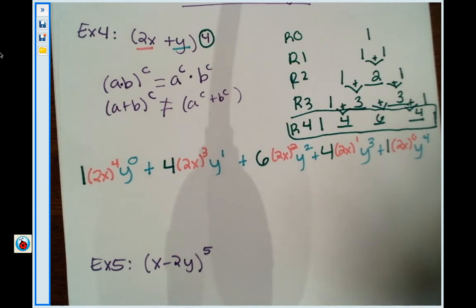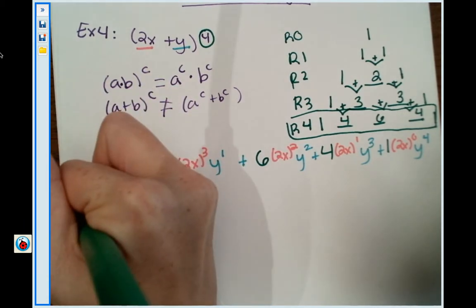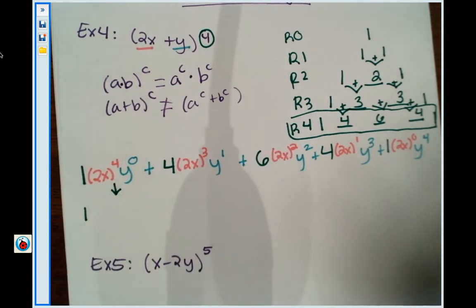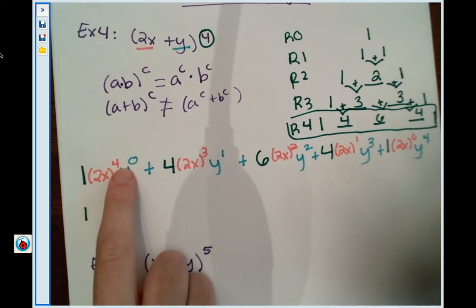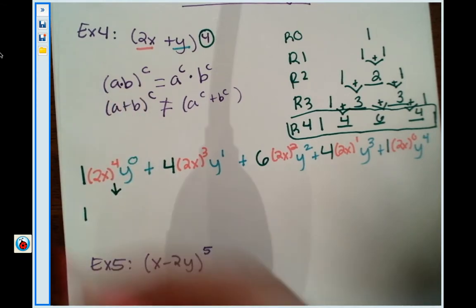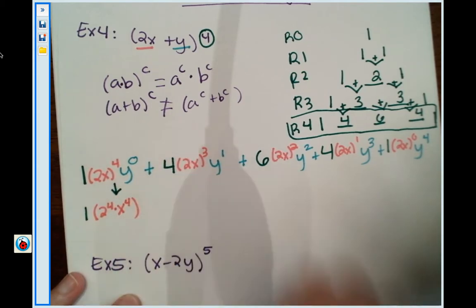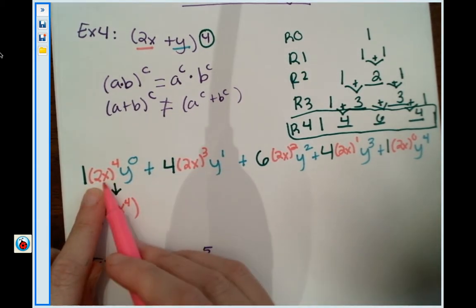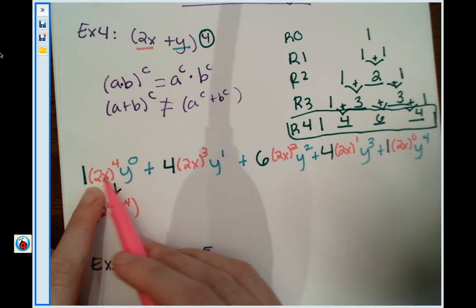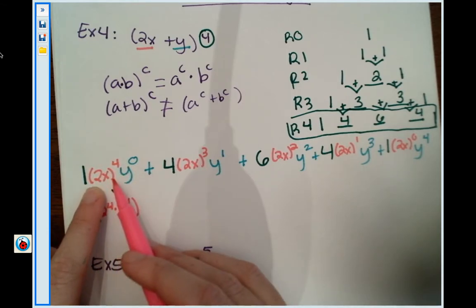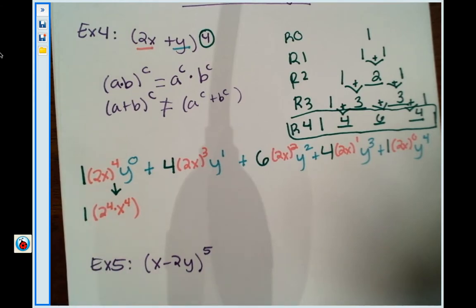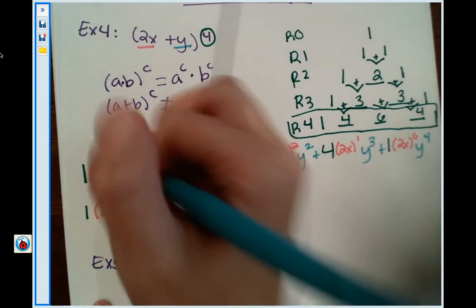Okay? So I'm going to bring all this stuff down. I'm bringing my 1 down. Now we have to deal with this 2x to the 4th. What this means is I raise each of these numbers to the 4th power, just like I did here. So this is like 2 to the 4th times x to the 4th. If you have more than one number multiplied, raised to an exponent, raise both of those numbers to that exponent. And y to the 0, if you remember, anything to the 0 power is just 1. So that's like times 1.